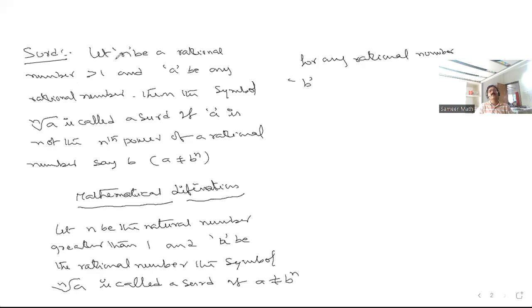See here, there also I said that n is a natural number. N is a natural number, not rational. It is a natural number. N is a natural number.